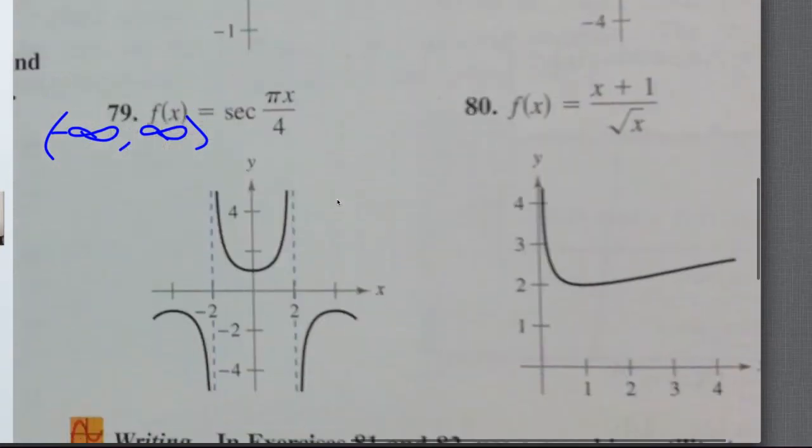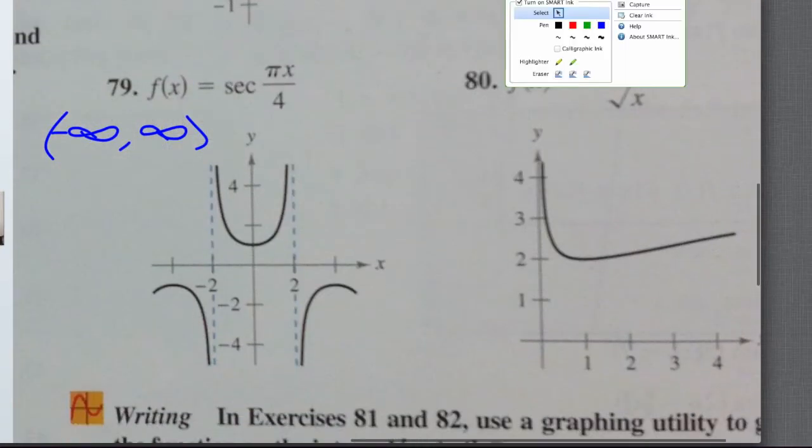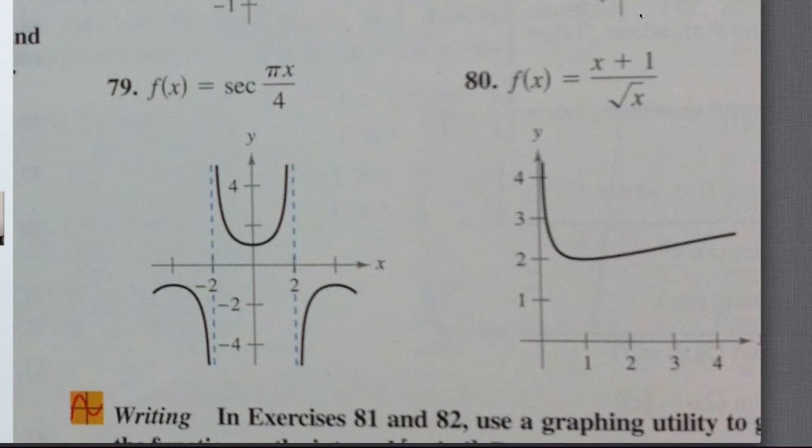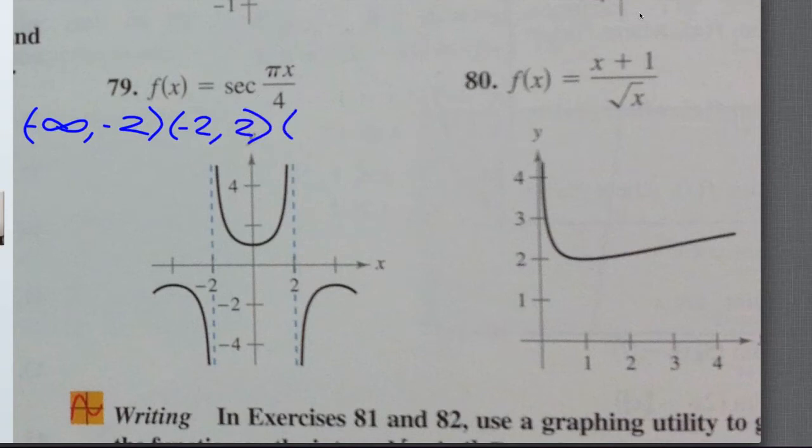All right. What about 79? Negative infinity to negative 2. What do I need to put on that negative 2? A parenthesis. Negative 2 to 2, and then 2 to infinity. I am continuous on all of those intervals.